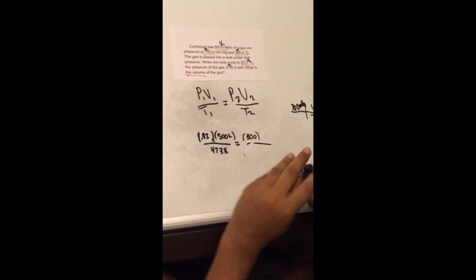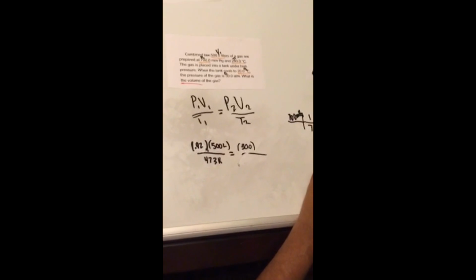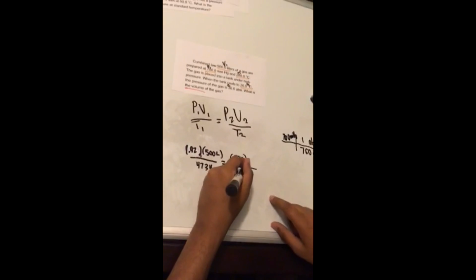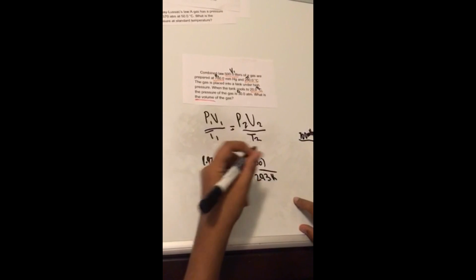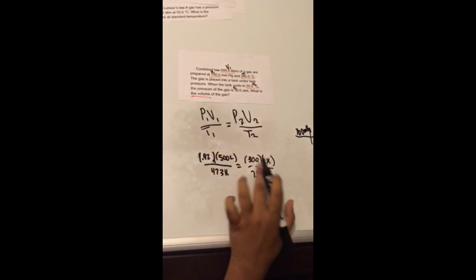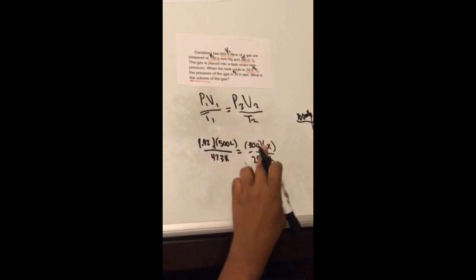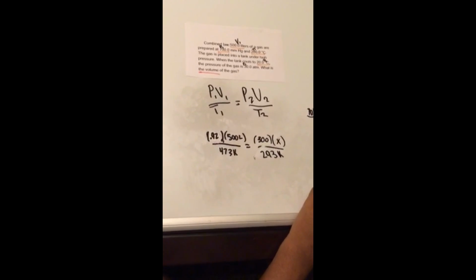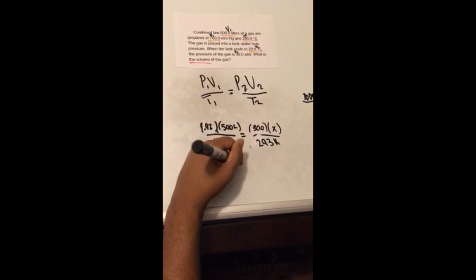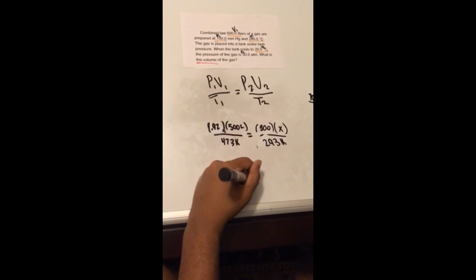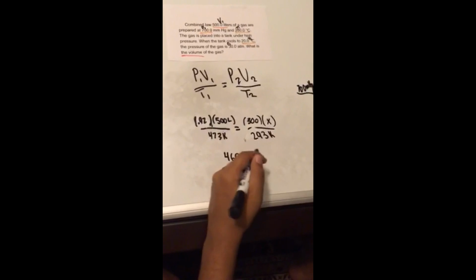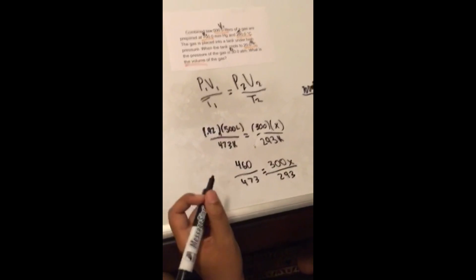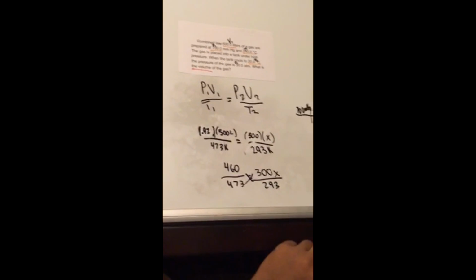So what is the volume? So it would be 293 Kelvin, and we would put an X right here. So what we do is we would multiply these two and these two together. So that would be 0.92 times 500, which would be 460 over 473 equals 300 X over 293. So now we cross multiply.